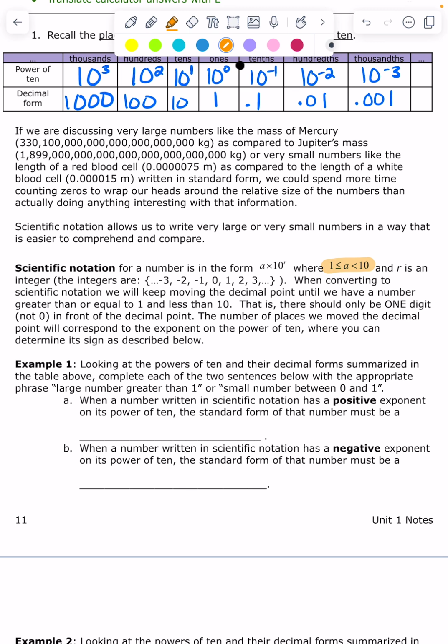When a number in scientific notation has a positive exponent on its power of 10, the standard form of that number must be a large number greater than 1. So positive exponents are associated with large numbers. When a number written in scientific notation has a negative exponent on its power of 10, the standard form of that number must be a small number between 0 and 1.